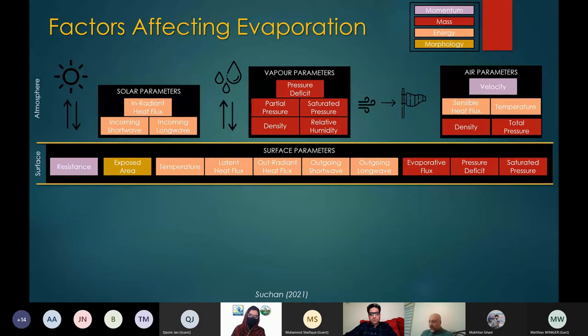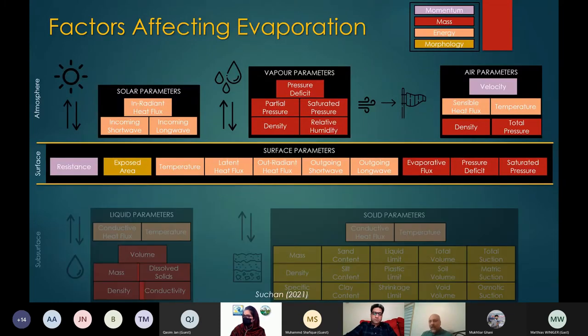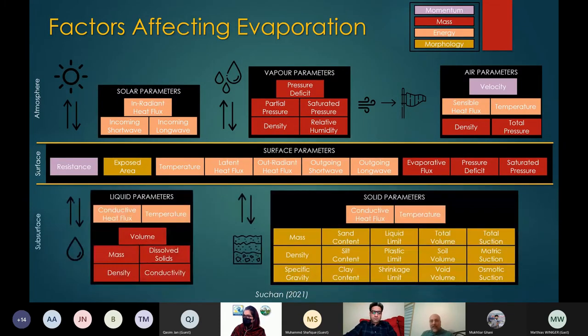All four parameters of momentum, mass, energy, and morphology are taken into consideration. And below the surface, there are the properties of the liquid and the solid phase, liquid being water and solid being solid particles, because there may be water entrapped within the pore system of soils, and they affect the heat of conduction. Jared basically took it upon himself to capture all of these parameters in his experimental program.